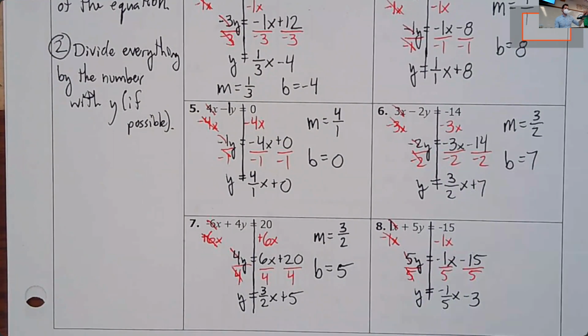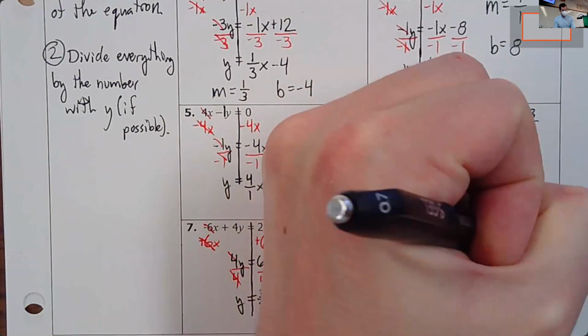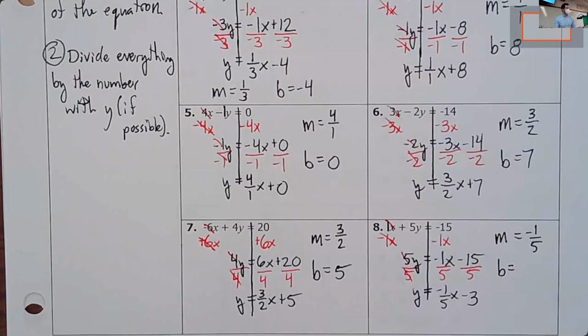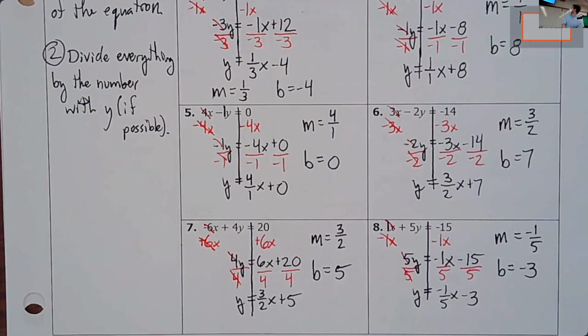Is this starting to feel a little bit like a repeatable process? Because we're kind of doing the exact same 2 things every single time, hopefully. All right, so let's go to Karen. What are the slope and the y-intercepts here? Okay, negative 1/5, yeah. Negative 3, good. So negative 1/5 for the slope, negative 3 for the y-intercept. Cool. All right, that's it for the first page.